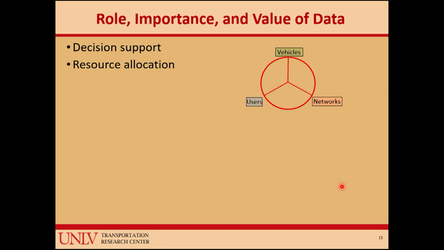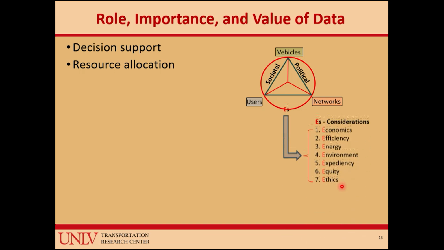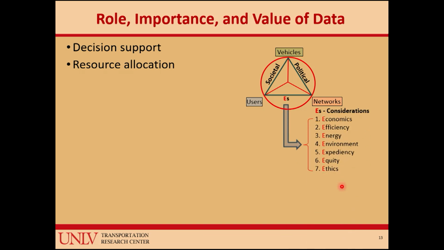So maybe they're going to pick up a ride. But this is the nexus: users, vehicles, networks. I developed this graphic when I was at the University of Alabama, and we had Mercedes-Benz about 15 kilometers away from our campus. But we work in an environment where we need to take into account societal expectations, considerations, political considerations, and what I call 7 E's.